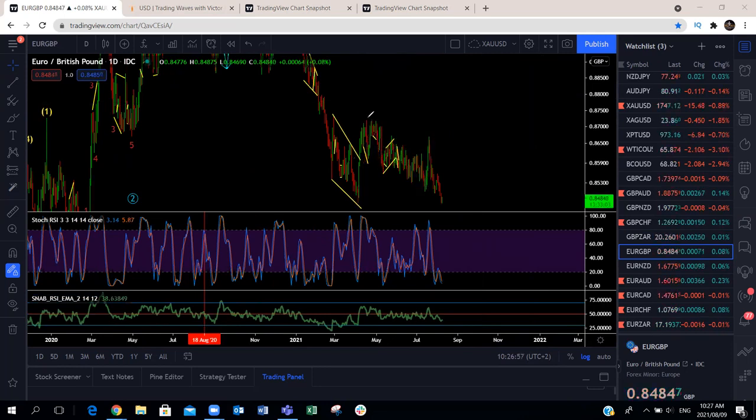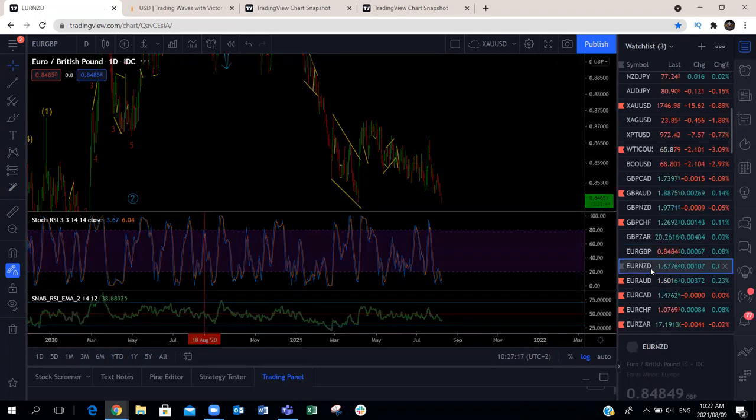Let's draw it cleanly. We've got 3 waves down, 3 waves up, 3 waves down. Now we're expecting a bounce. We started with this here, and here we've got 3 waves: 1, 2, 3. Here we've got 3 waves as well: 1, 2, 3. So we're expecting Euro Pound to start making a bounce around these levels.